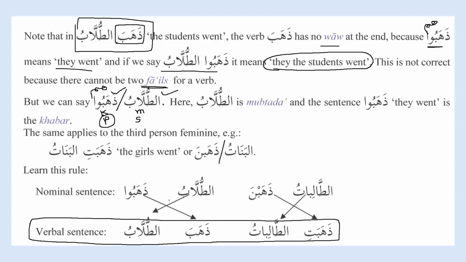But in the nominal sentence, the verb will change according to the noun. If the noun is singular, the verb will be singular. If the noun is dual, the verb will be dual. And if the noun is plural, the verb will be plural. So inshallah, I hope it's clear now. And this is the difference between the verbal sentence and the nominal sentence, jumla fi'liya and jumla ismiya. Inshallah, I hope it's clear now. Any questions?